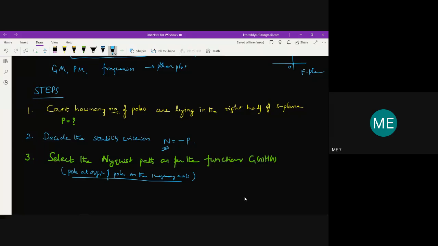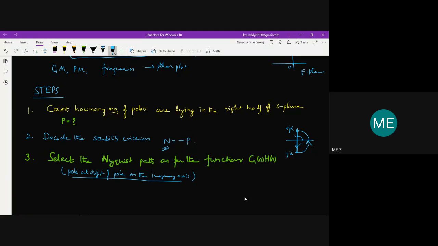That is, select the Nyquist path as per the function G(s). If there is no pole at origin, then straight away we can take it like this. This is the starting point, and plus j infinity, minus j infinity, and then we can show the path like this along the imaginary axis and close it. But if there is a pole at origin, as we discussed just now, we have to bypass the path without passing through that particular pole at origin, so that we can get it like this. So that is the third step to decide.